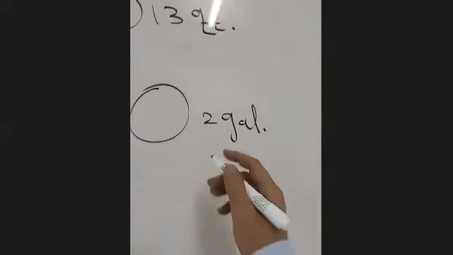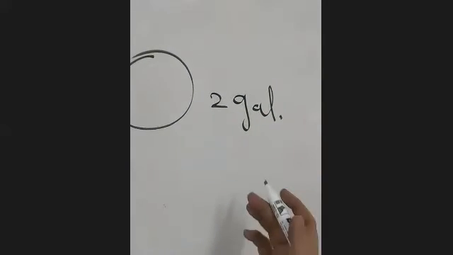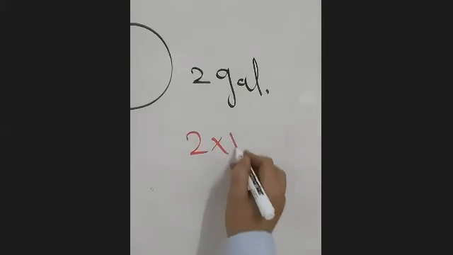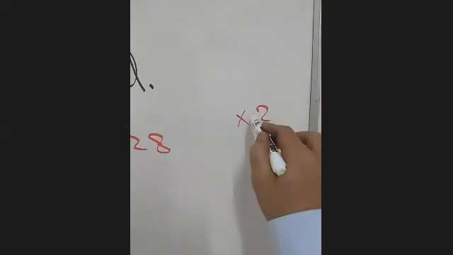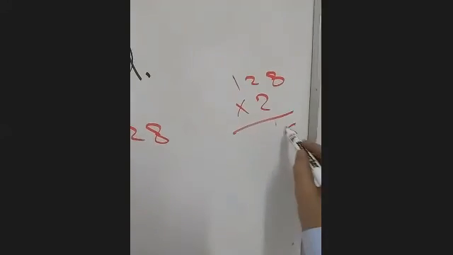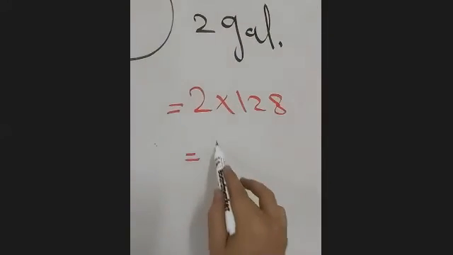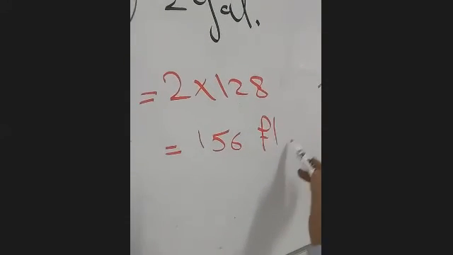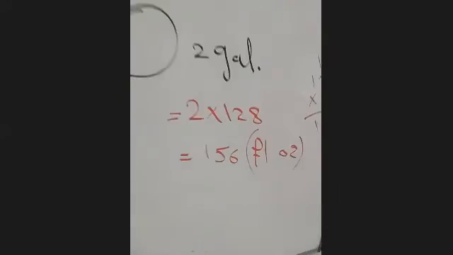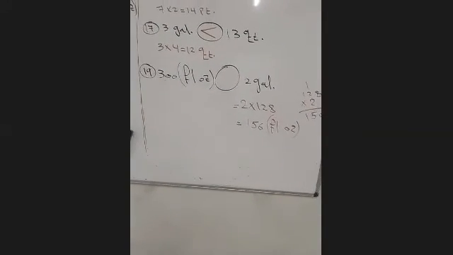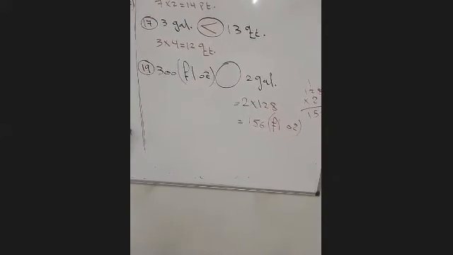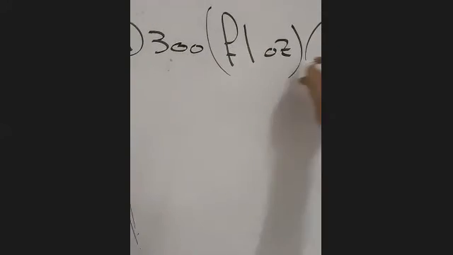How? By multiplying with 128. This is the gallon. I turn the bigger to smaller, guys, because it's easier. 2 multiplied by 128 equals how much? Let's multiply. 256 fluid ounce, right? So here we have 300, here 256. Which one is bigger? The 300 fluid ounce is bigger.